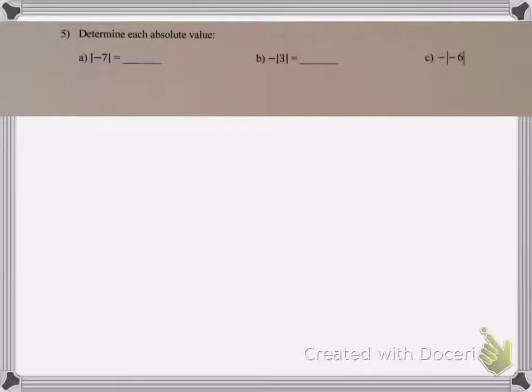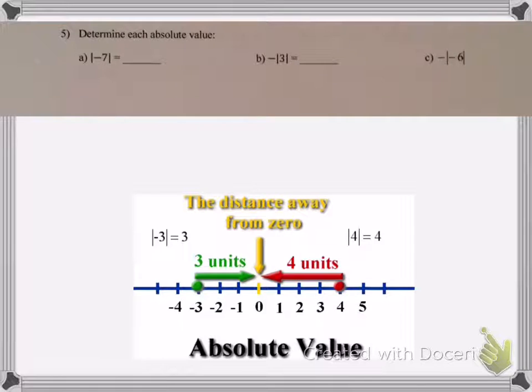Determine each absolute value. First, let's make sure we understand the definition of absolute value. It is the distance away from zero. So it doesn't matter whether you are a negative number or a positive number. Your distance away from zero is always going to be a positive value. We can see that negative 3 is 3 units away from zero, and 4 is 4 units away from zero. The distance is always a positive value.